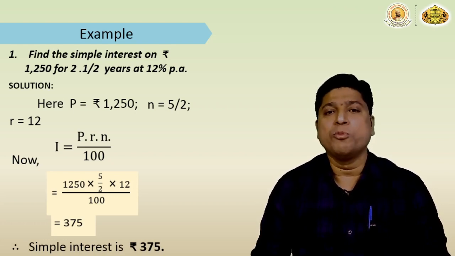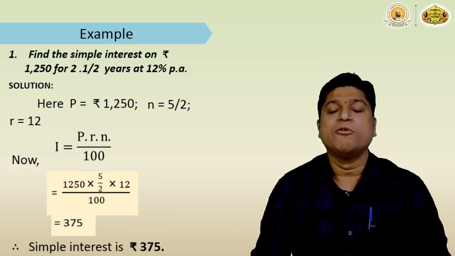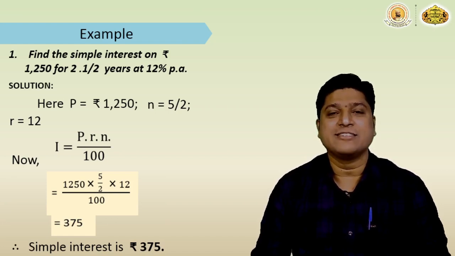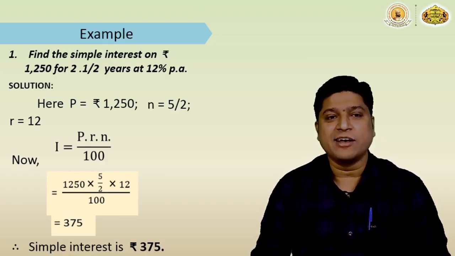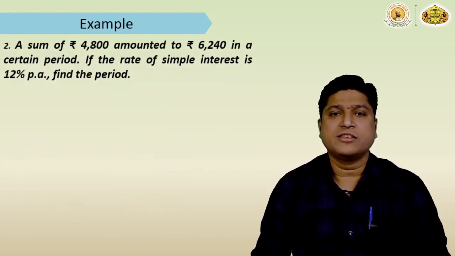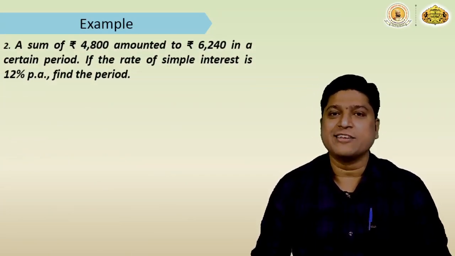If rupees 1250 is borrowed for 2.5 years at 12% per annum, one has to pay rupees 375 as simple interest. So now we will move towards the next example, example number 2. The same methodology we are going to use to solve the second example.